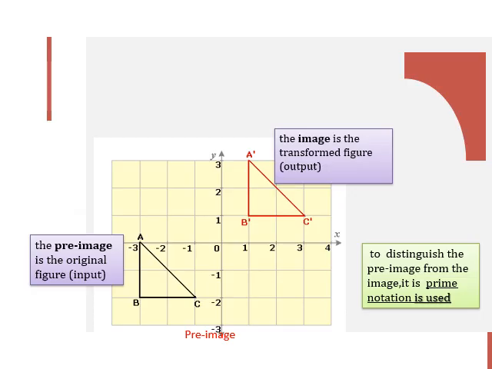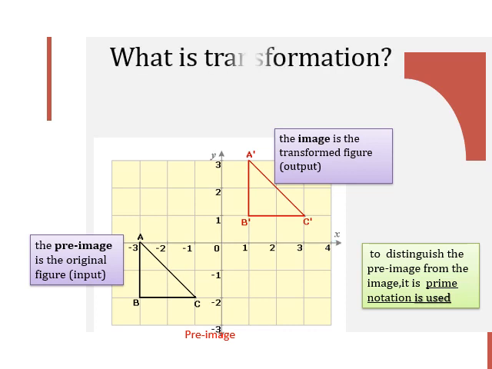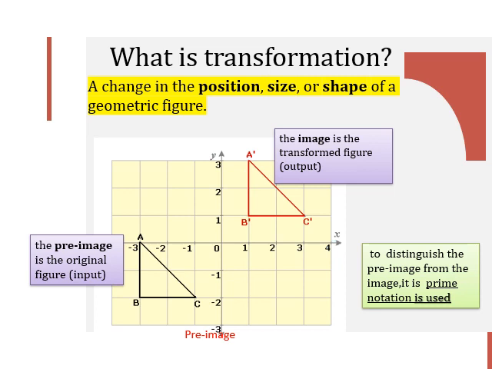Okay, now what is a transformation? Let's define transformation. A transformation is a change in position, size, or shape of a geometric figure. So you have a geometric figure, and there has been a change in it. For example, you have a triangle ABC. This triangle ABC has been transformed into a new triangle, triangle A prime, B prime, C prime.